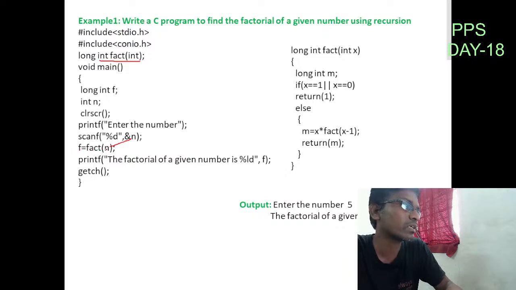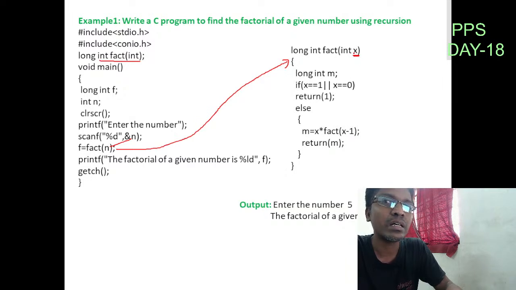Whenever I call this function, it goes to the called function, the subprogram or user defined function. It goes to the body of that function, the called function. Here n is the original value, whereas x is a duplicate value of n. So x can be treated as n only.